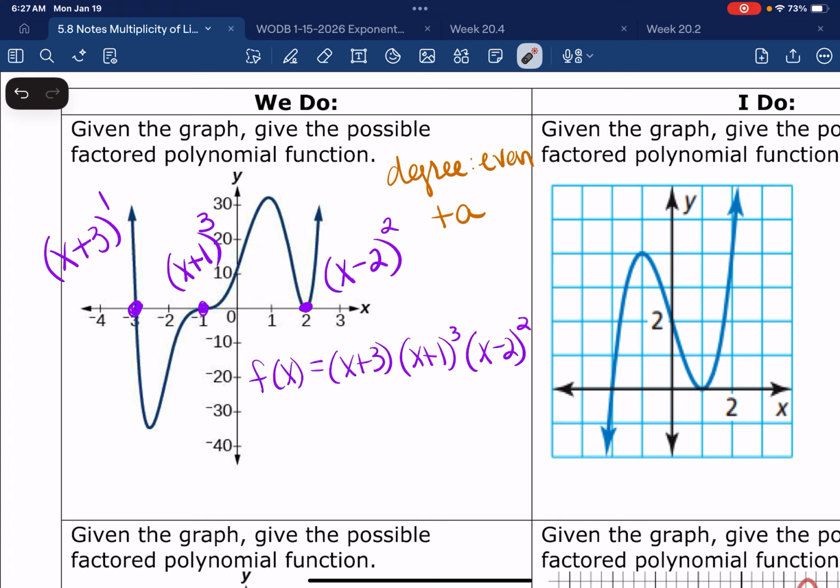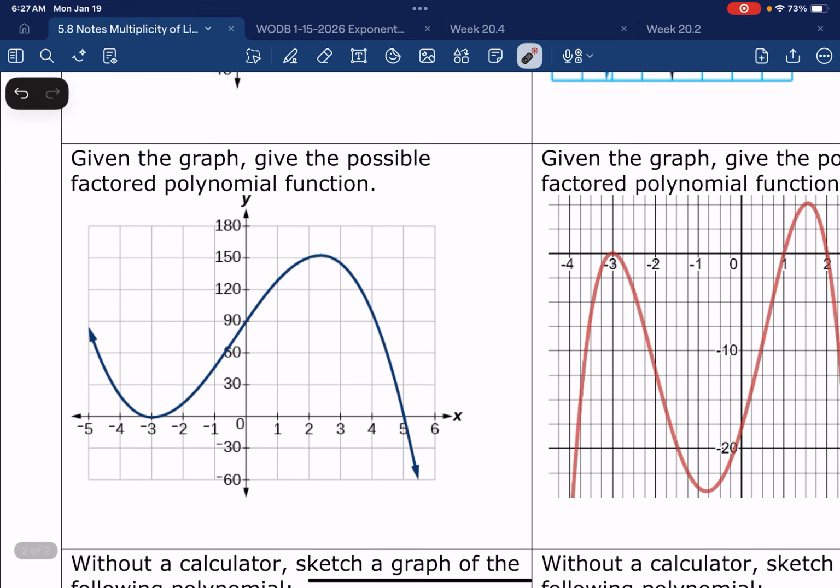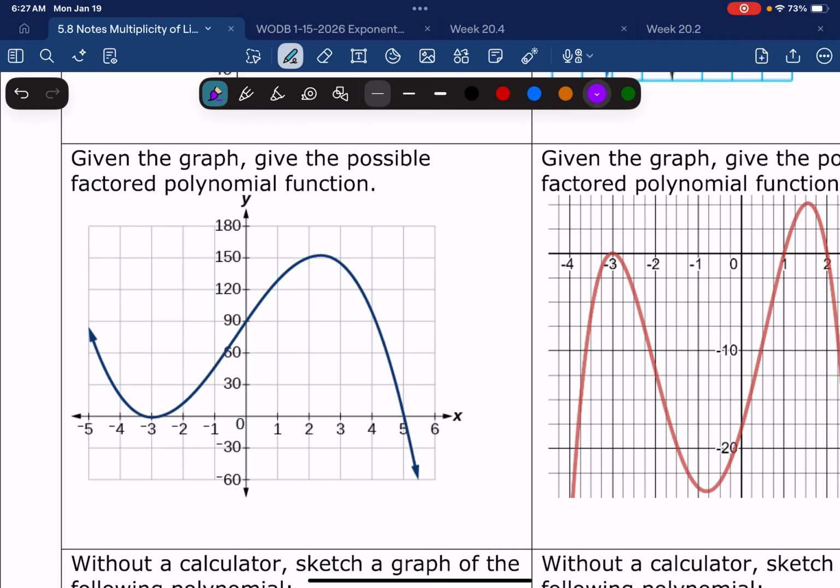We just want to inspect our polynomial behavior right now. All right, let's look at this next one. It says, given the graph, give the possible factored polynomial function. Okay, so I see right here that I have an x-intercept of -3, meaning that the factor would end up being x plus 3. And then I have another x-intercept over here at positive 5, so it would end up being x minus 5. Sign always changes, right?